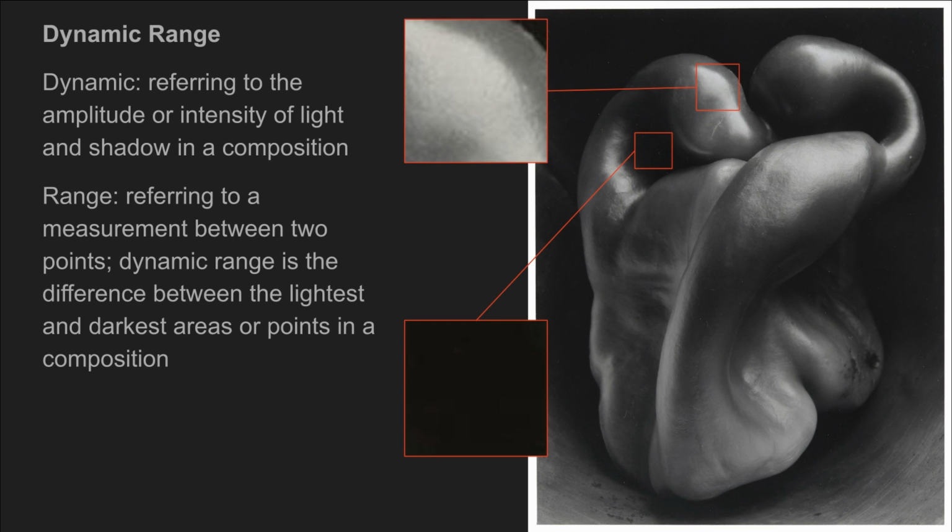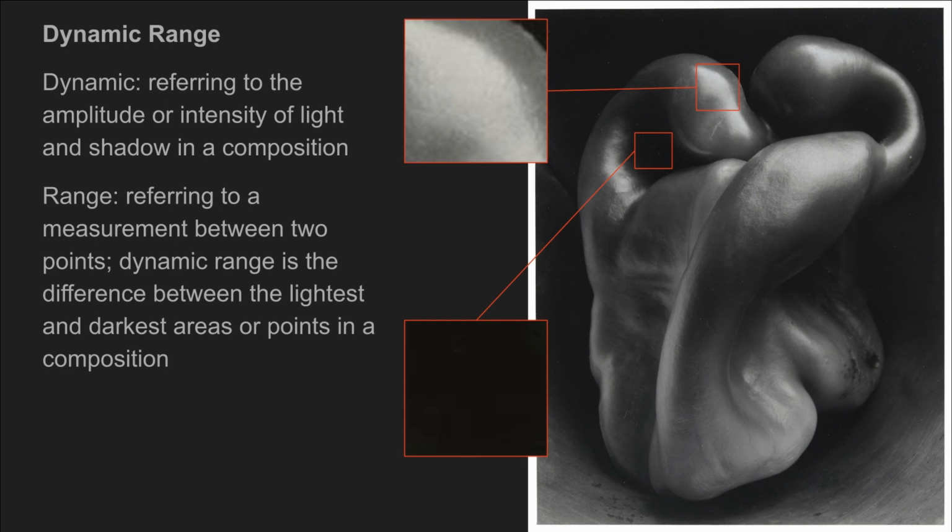So the dynamic range, what is dynamic range? Dynamic refers to the amplitude or intensity of light and shadow in a composition. Just by itself, the word dynamics refers to a range of amplitude or intensity. How many of you are musicians here? In music, dynamics refer to how loud or soft the sound is, right? So if you think of it as wavelengths, you've got the loud part up here and the soft part down here. Loud, soft, loud, soft.